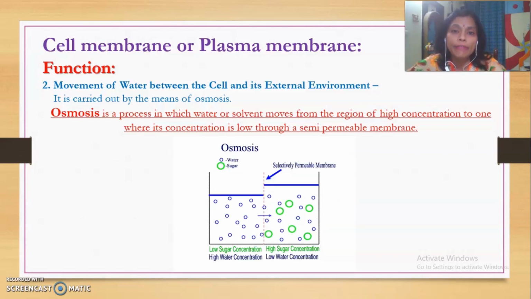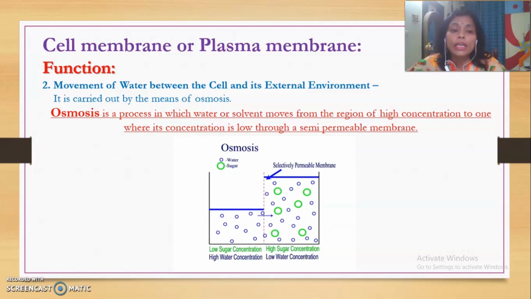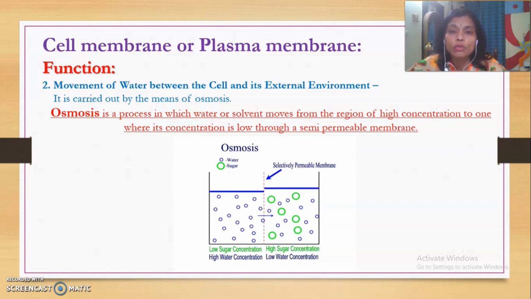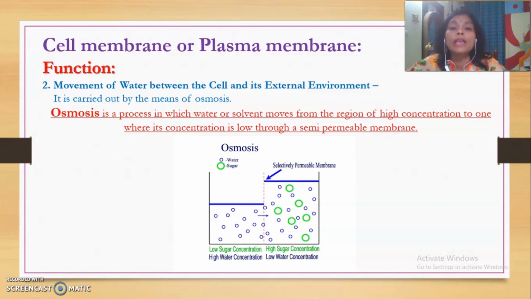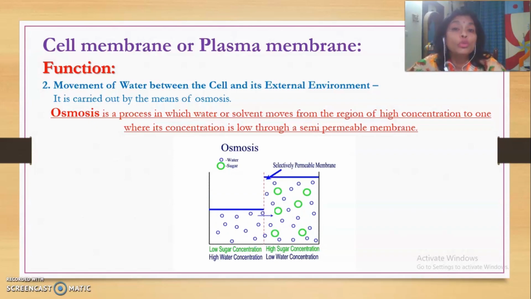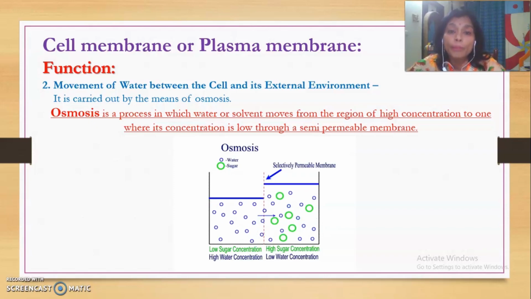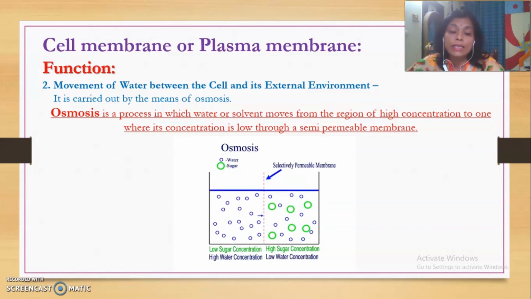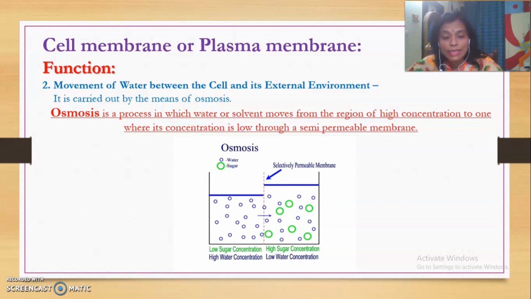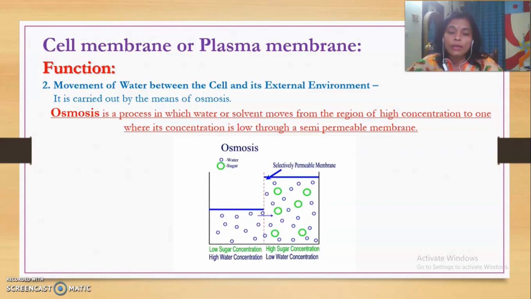Again, I define osmosis. It is the process of movement of solvent or water molecules from the region of its higher concentration to region of its lower concentration through semi-permeable membrane. To showcase it, there you can see a GIF shown below, where you are seeing on one side the water is moving down to the other side.